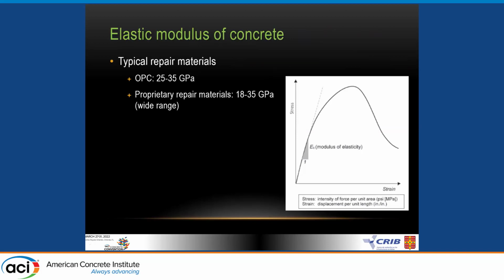So typically for repair materials, either concrete, OPC, or proprietary repair materials. For OPC, the range of this property is between 25 and 35 GPa. And for proprietary material, the range is somewhat larger. It typically goes between 18 and 35 GPa. Just to give you an idea for those not very used to the international SI system, 25 GPa is roughly 3,300 ksi, and 35 GPa is more or less 5,000 ksi.